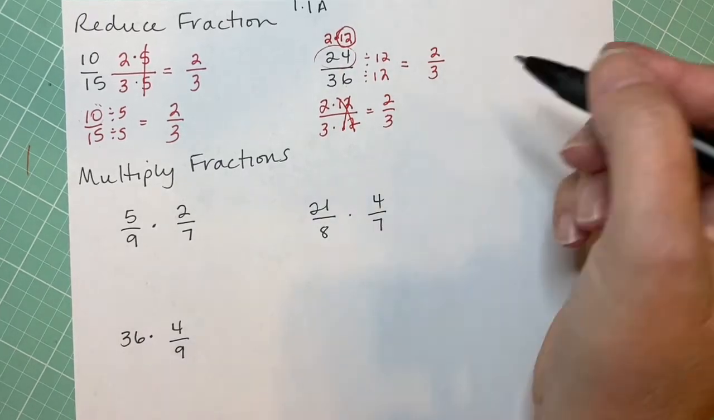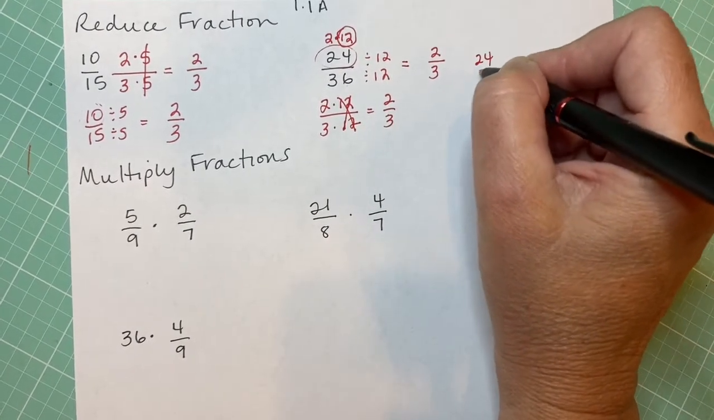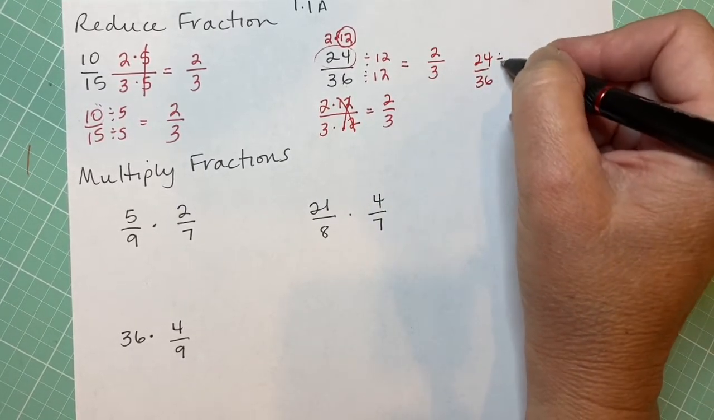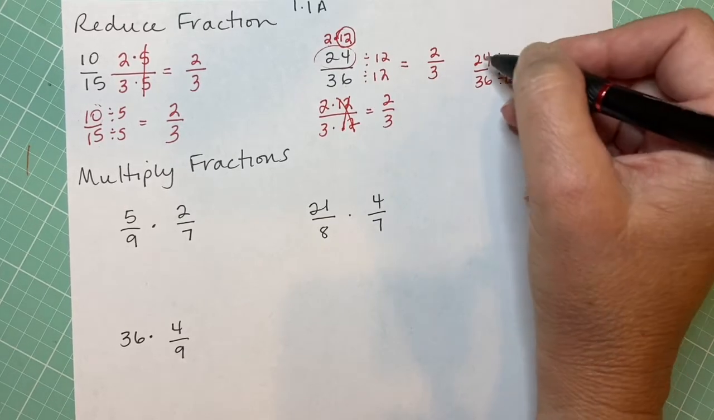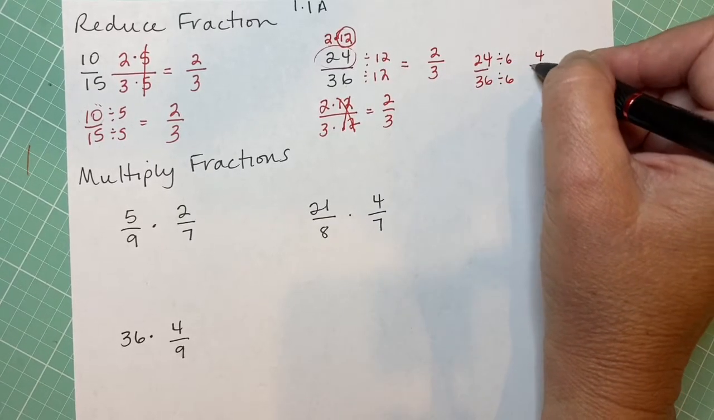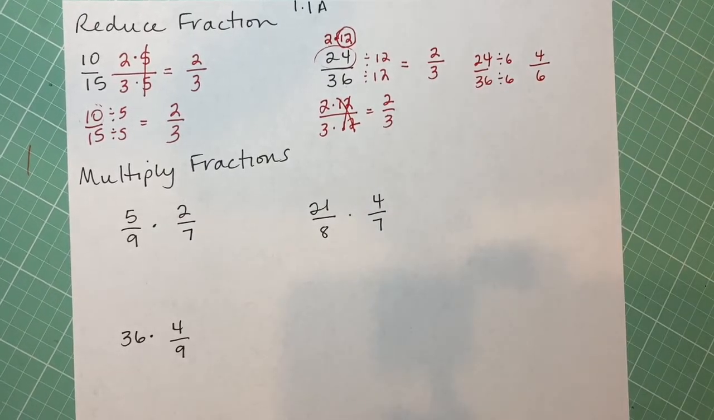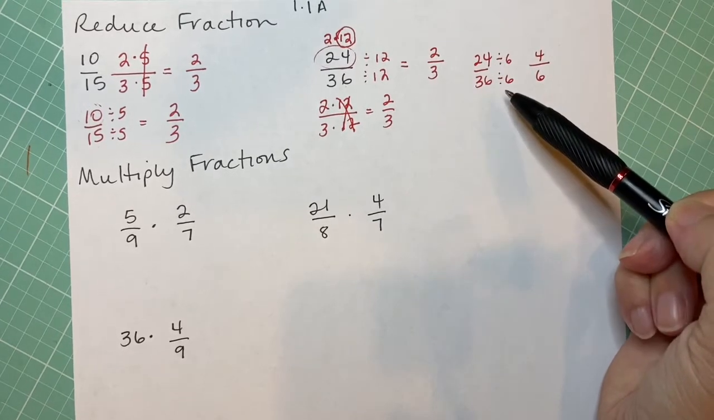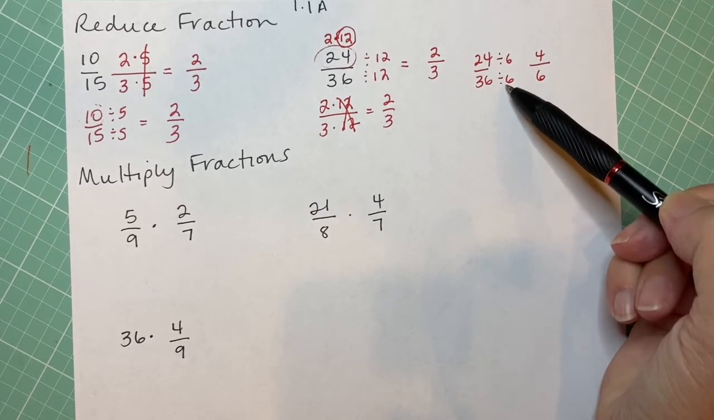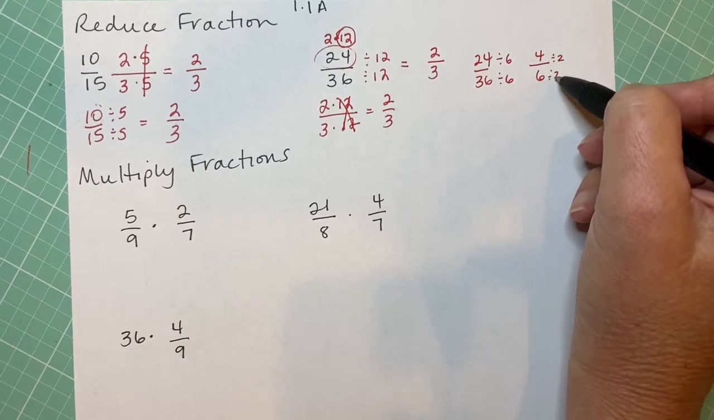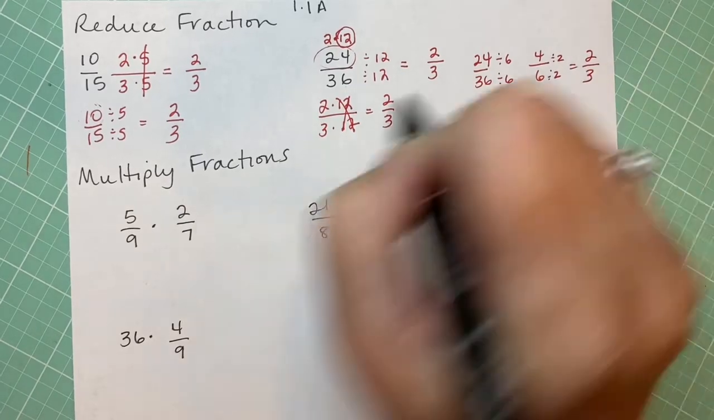Now, one mistake a lot of people make on this one, so let me just rewrite the same problem again, is they don't pick the biggest number. Let's say you look at this and go, oh, 6 will go into both of those. Well, it will. So 24 divided by 6 is 4, and 36 divided by 6 is 6. So that's a correct answer, but it's not in simplest form. So if you don't pick the biggest number, like here, I'm sorry, that camera's shaking. Here I divided it by 6. I'm still not in simplest form because I can still divide them by 2, which leaves me that 2/3.